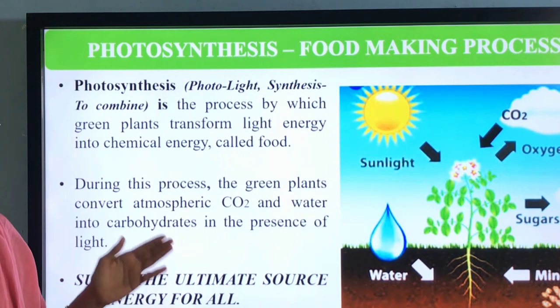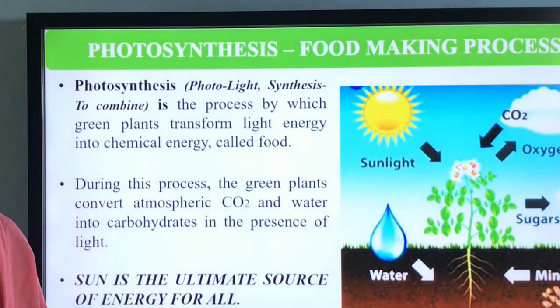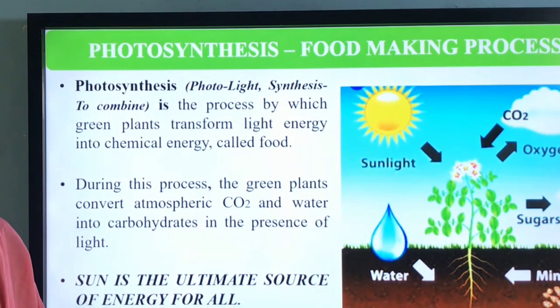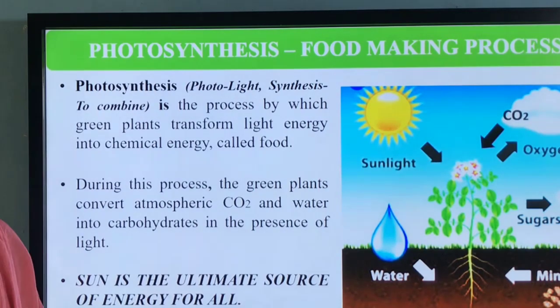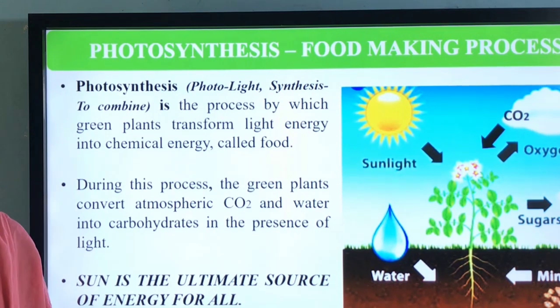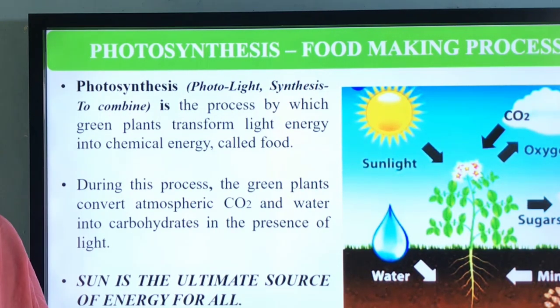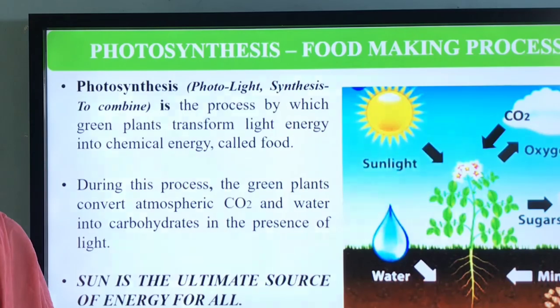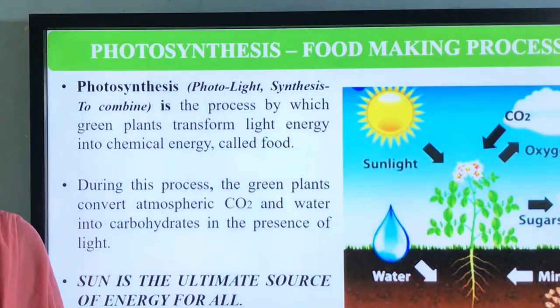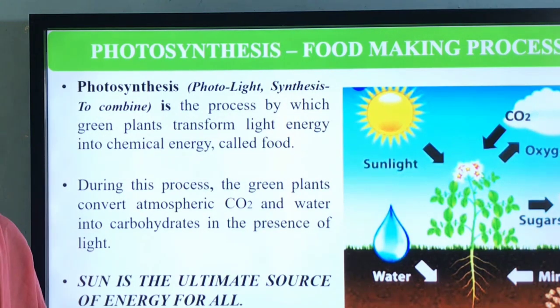And with the help of carbon dioxide and water, the plant prepares their own food. This process is known as photosynthesis. Here, photo means light, synthesis means to combine. So, during this process, the green plant traps the sunlight and converts it into chemical energy by using carbon dioxide and water. It synthesizes carbohydrate. So, during this process, the sunlight is the very important source.